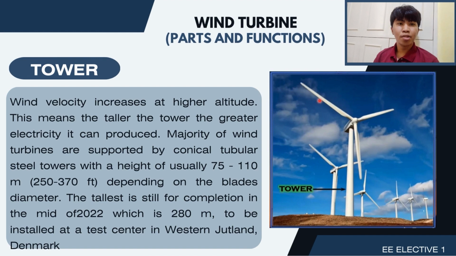So, if you are going to ask me, what is the average height of a tower for a wind turbine to operate efficiently? The answer to that question is 75 to 110 meters or 250 to 370 feet, depending on the blade's diameter. And the tallest wind turbine in the world was still awaiting completion in the middle of 2022, which has a height of 280 meters and is to be installed at a test center in Western Jutland, Denmark.